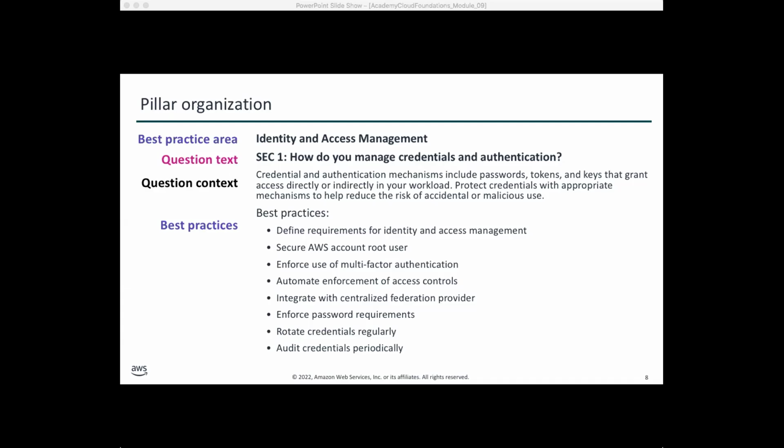Each best practice area aligns with questions. There is a set of questions a reviewer should ask when designing an architecture. So we should ask ourselves and find the answers. Together, those answers form a well-architected architecture, a fine architecture based on the recommendations from the framework, right? So you can see here the best practice area, identity and access management. What is the question? How do you manage... This is just an example. There are several questions we can see, right?